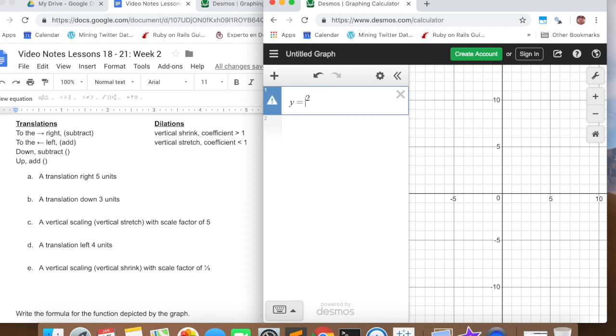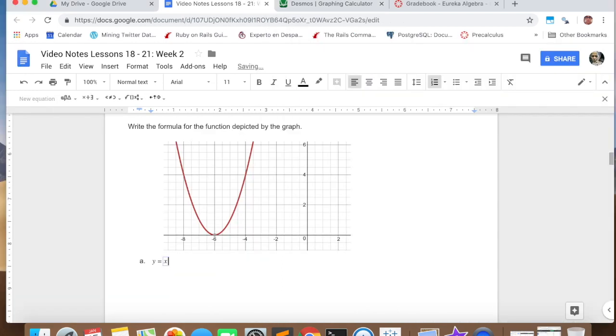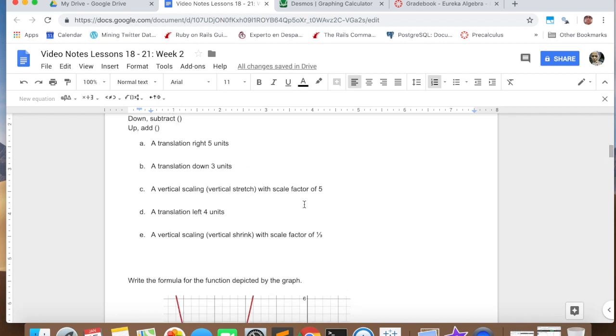Then I'm going to do problem E. You can pause and slow down this video if it's going too fast. I'm going to scale this by a factor of 1/3, and that's what it would look like. So writing the formula for these gets to be rather quick once you know the tricks and shortcuts that tell you what happens.